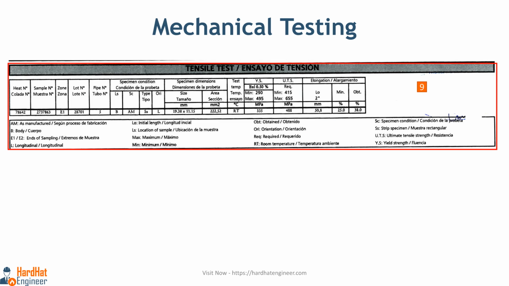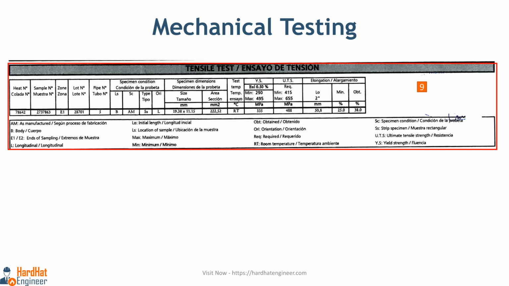next column, which displays the dimensions of the sample, including length, width, and area. Once the sample is cut from the pipe, it is machined to the dimensions specified by the testing standard before conducting destructive testing. The following column indicates the testing temperature. RT means room temperature. Please note that depending on the material's service conditions, the testing temperature can be sub-zero or higher than room temperature. The remaining columns show the results of the mechanical tests.